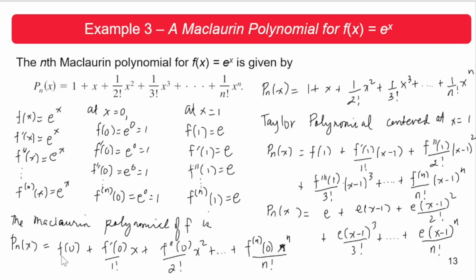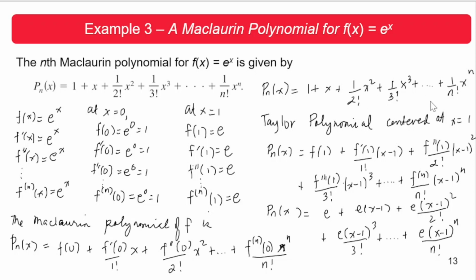Okay, and then by substitution, the value of the function at 0 is 1. So p sub n of x is 1 plus the value of the first derivative at 0, which is 1. So you have 1 over 1 factorial, also 1, or 1 times x. So we have x as the second term. Plus the value of the second derivative at 0, which is also 1, times x squared all over 2 factorial. So we have 1 over 2 factorial times x squared.